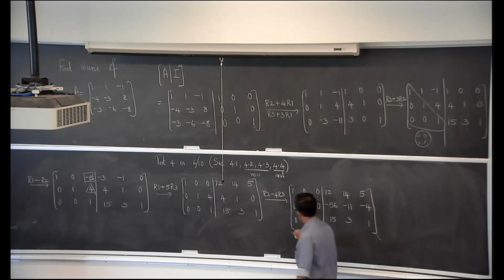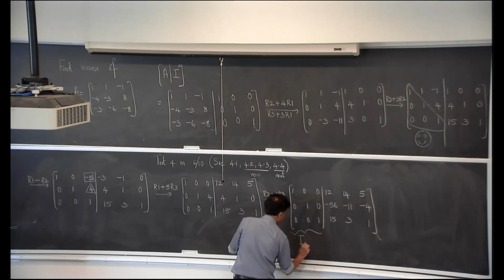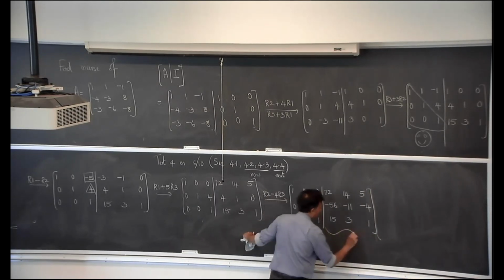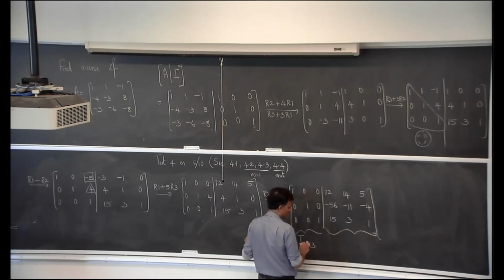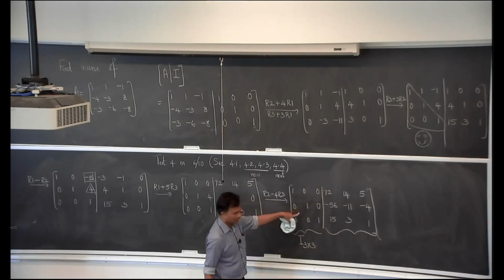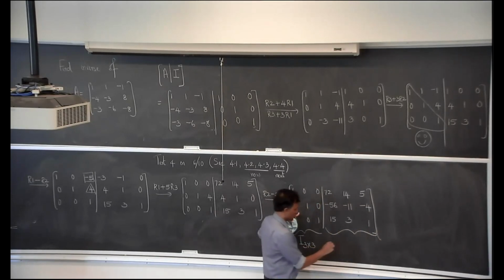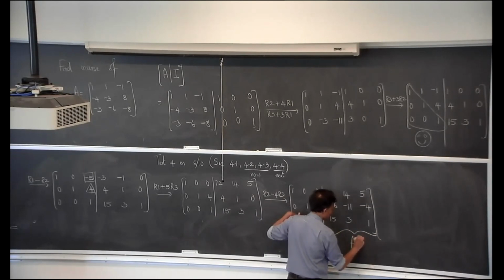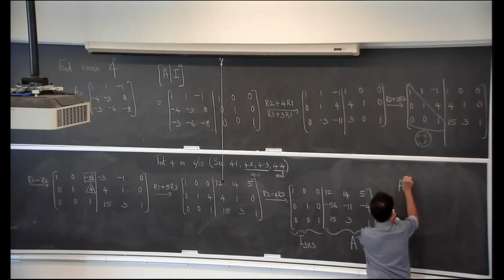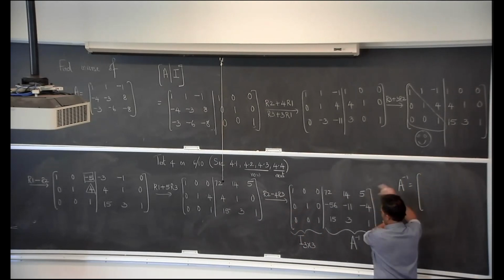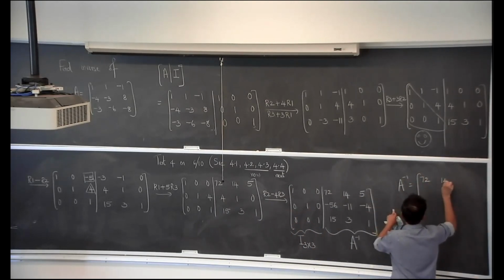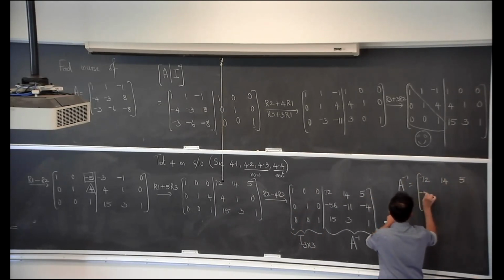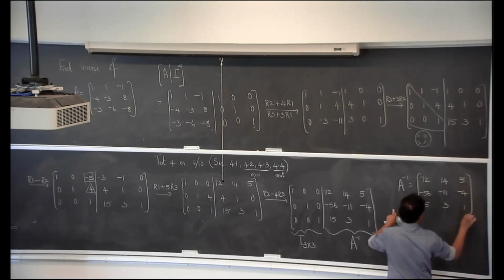So this is the 3 by 3 identity matrix. And the Gauss Jordan guarantee is that if you have the RREF for the matrix here on the left hand side, this is automatically your A inverse. So the matrix A inverse is, if you don't have time, you don't have to rewrite it over here. That's up to you. 72, 14, 5, negative 56, negative 11, negative 4, and 15, 3, 1.